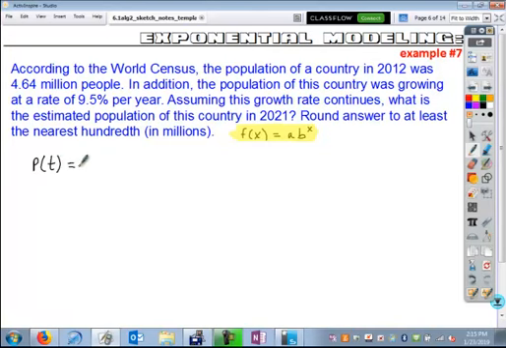And I'm going to use the variable t when I set this up. Okay, t to represent time. Okay, so this is an exponential function. It's a function of time. Right? Population is a function of time.